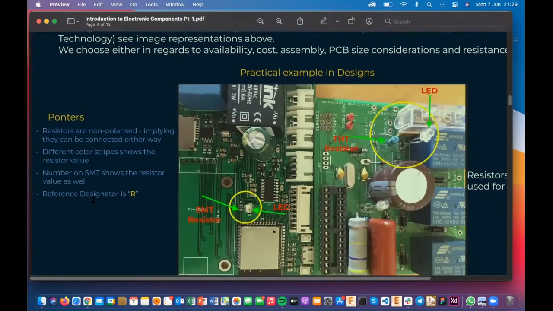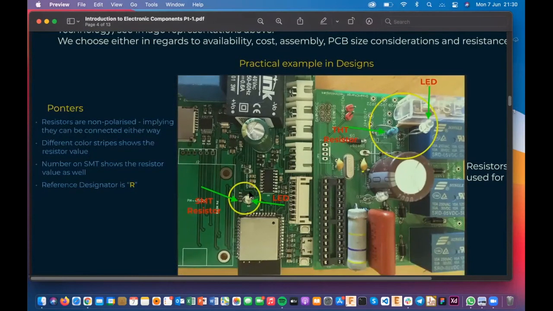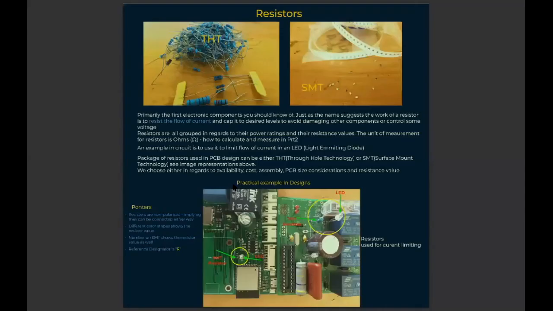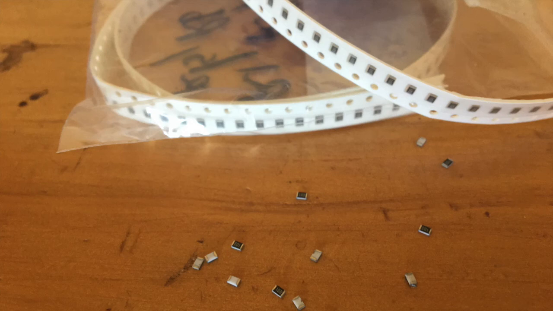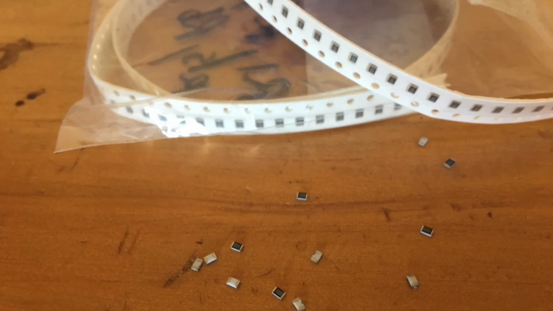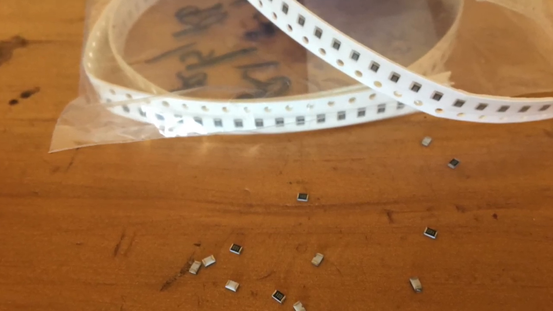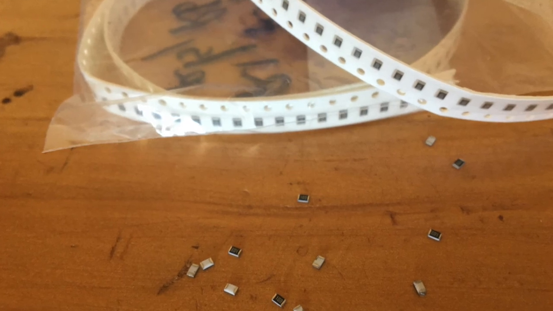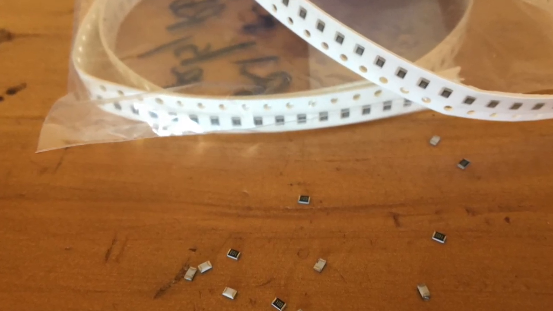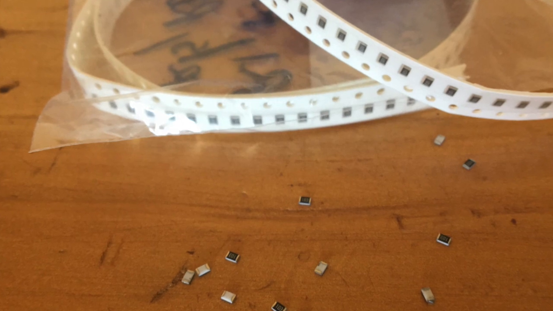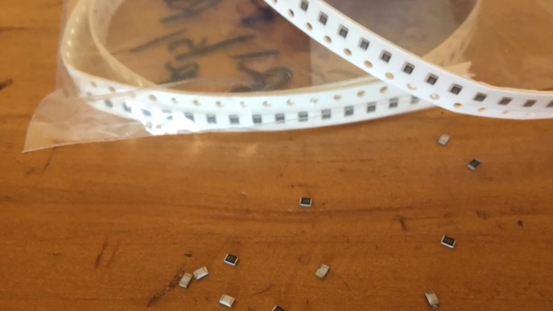When I talk about a reference designator, this is the symbol that you see written on PCBs. For resistors, you will always be seeing an R. R is used to indicate a resistor. When you see an R on a PCB, that's a resistor. Also on SMT packages, the number you see written on that resistor indicates the resistance of that resistor.